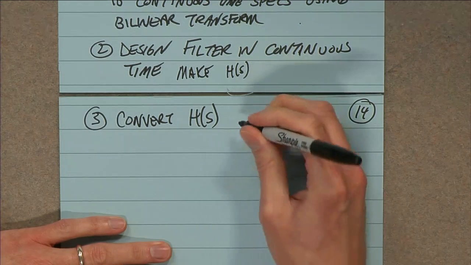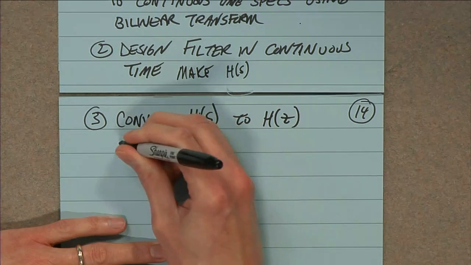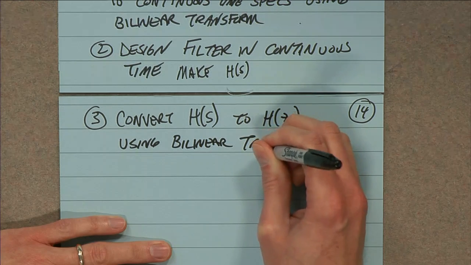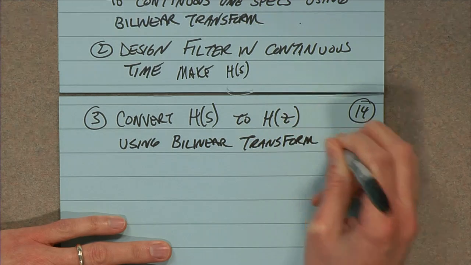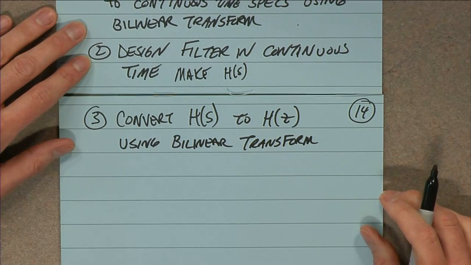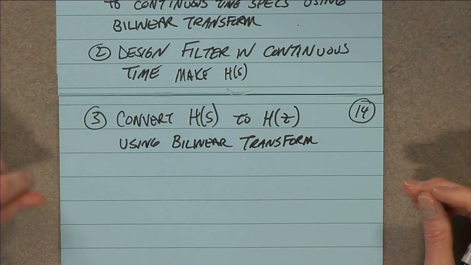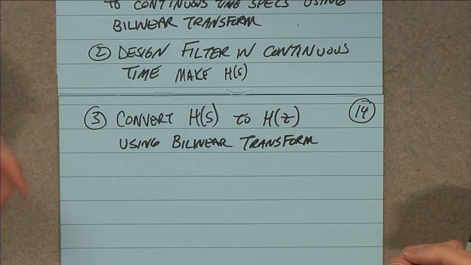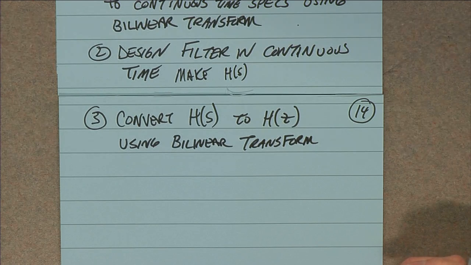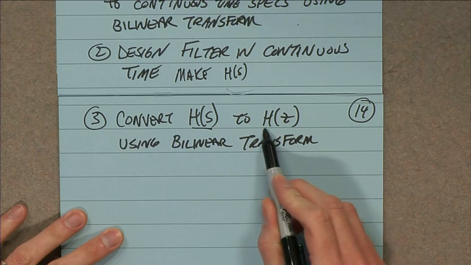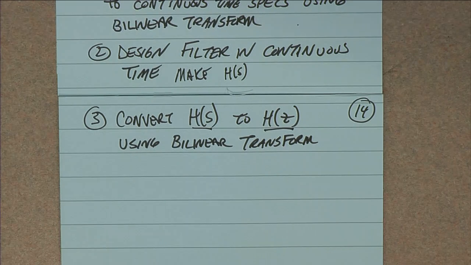Now you're going to convert h of s to h of z using the bilinear transform. And the bilinear transform is not like the Fourier transform. It's like there's one formula and you apply it to something and pop, there it is. This is basically the bilinear transform, which is like two sets of transformations. One converts frequencies from discrete time to continuous time so we can design the filter, and then one set of mappings converts this to that. And then that's it. We're done.